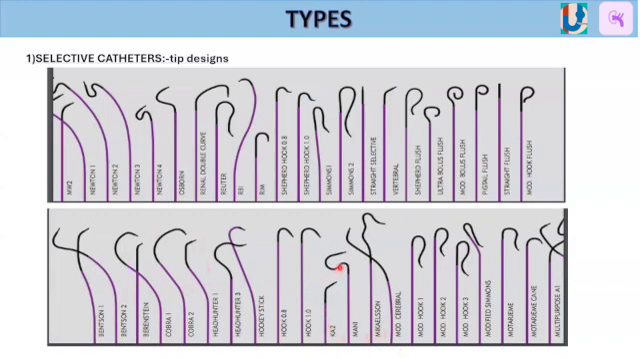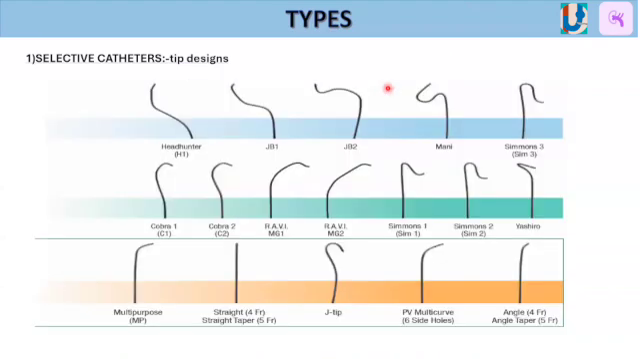And this is K. K is also used as an angled catheter. So you don't need to remember the name. You can just remember straight catheters and angled catheters. So this is by another company again, which is a multi-purpose catheter. These are the cobra catheters. Okay.